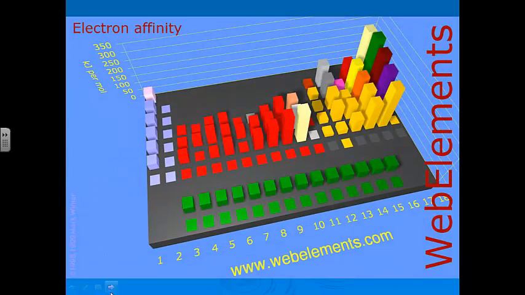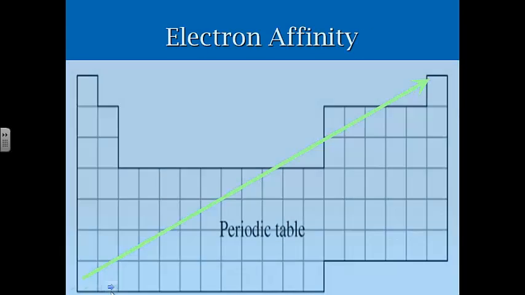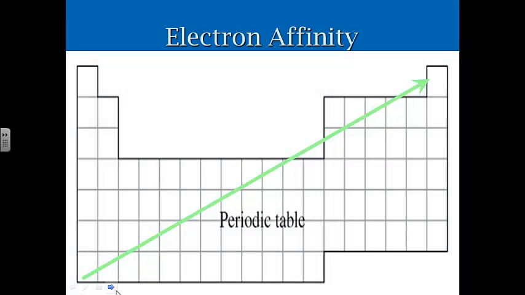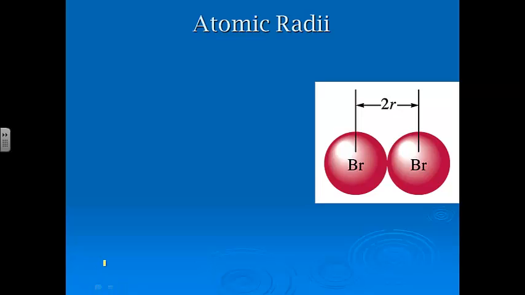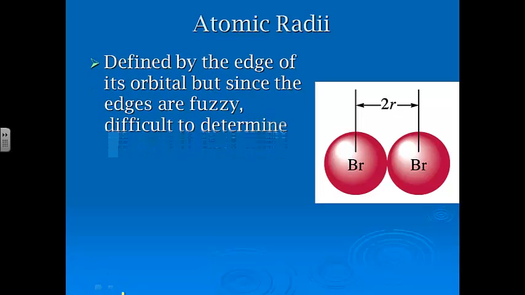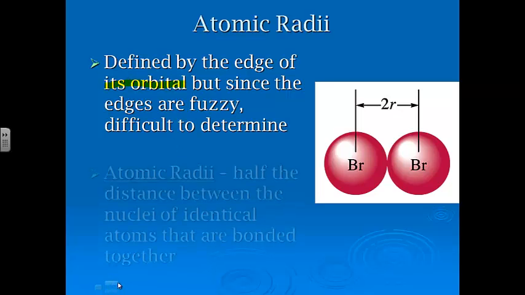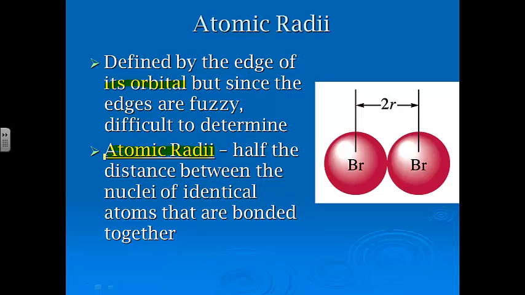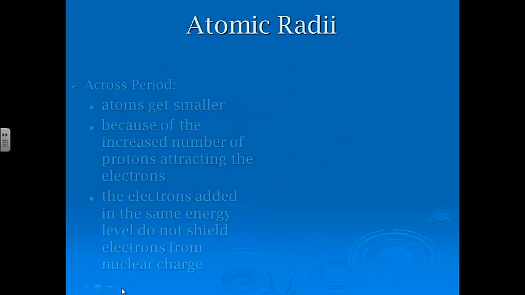In this part I'll try to explain a little more. Here's our same trend that we've seen really for all of them to this point, that same big giant arrow as we go up across. And then we get to the last two, which are atomic radii, that are going to be a little bit different, and ionic radii falls into the same pattern. Atomic radii can be defined by the edge of its orbital, but since that's fuzzy, the better definition here is half the distance between the nuclei of identical atoms that are bonded together. So if we take this distance of two bonded together bromines, we cut it in half, and then we get our answer. And radii is just plural for radius.